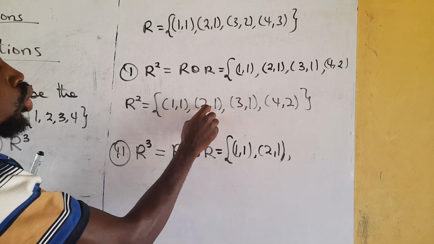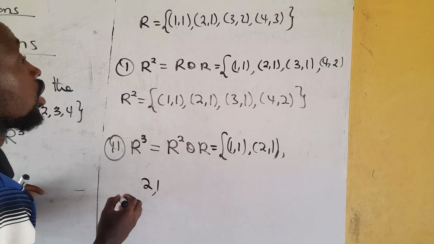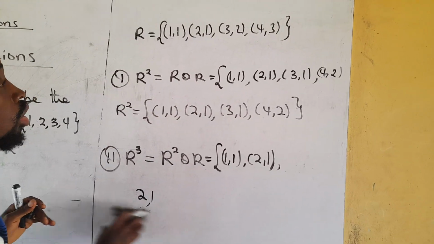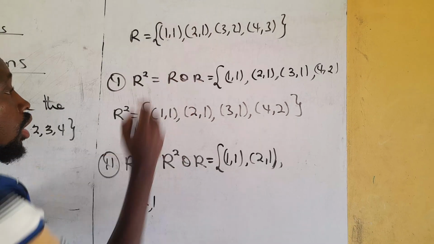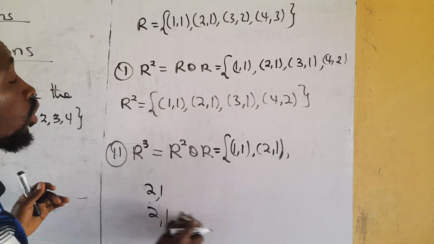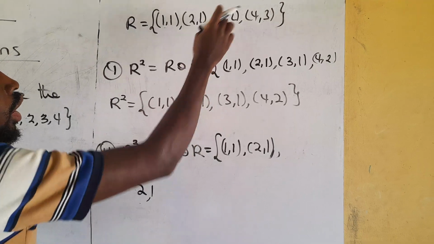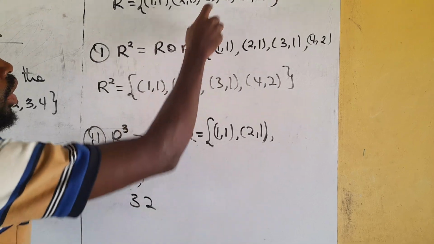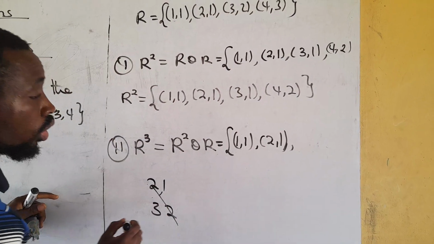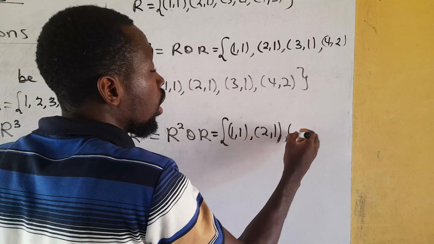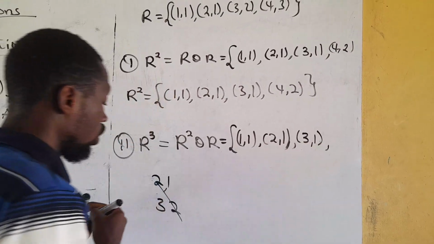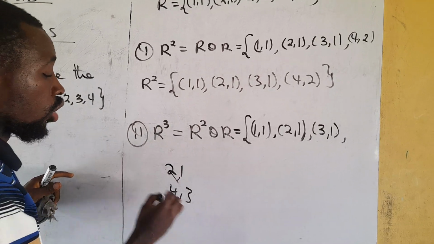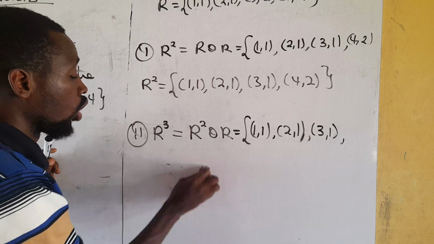Then we take the next one, which is (2,1). (2,1) against (1,1): there is no corresponding. (2,1) against this (2,1): there is no corresponding. (2,1) against (3,2): you can see that the 2 corresponds with these 2, so we have the other pair (3,1). Then (2,1) against (4,3): there is no such corresponding. So we are done with the (2,1).